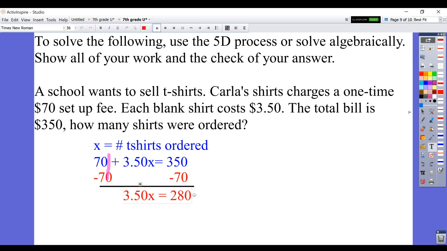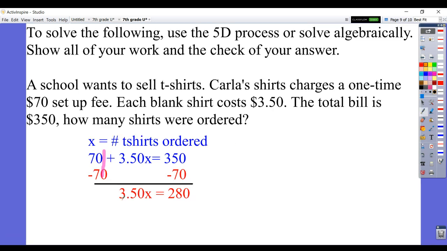Then I am going to divide by $3.50 because, again, I don't want 350x. I want to know what 1x is. And the way to get that is to divide both sides by that coefficient, that number in front of the variable. I'm going to divide both sides by 350.